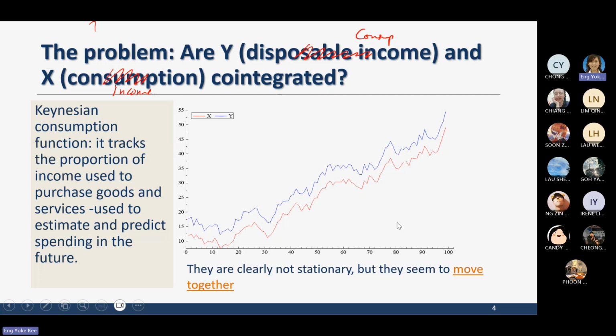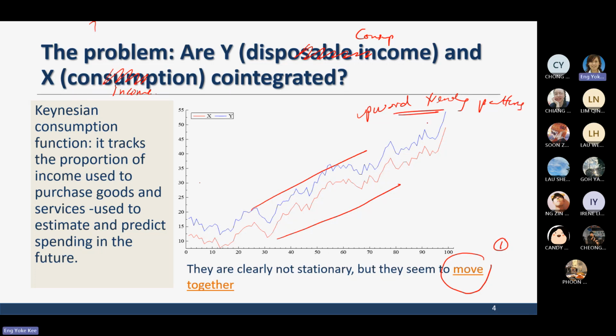What you see from here is the two series. X is here, Y is here. You see that they tend to move together. So it seems that these two are tied together: how much you spend, how much you consume, depends on how much money you have. The time plot gives you this kind of signal, that they seem to co-move together. And also you see that both are showing an upward trending pattern.